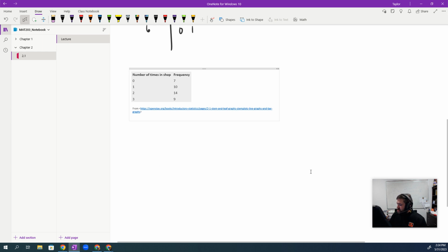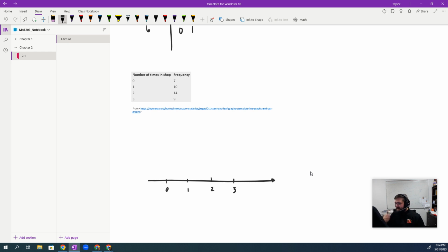So number of times in the shop. So the value itself is the x-axis. So I've got 0, 1, 2, 3. Notice that's a little bit different: I've got 0, and I'm going to do my vertical axis here. I don't have 0 at the origin, right?